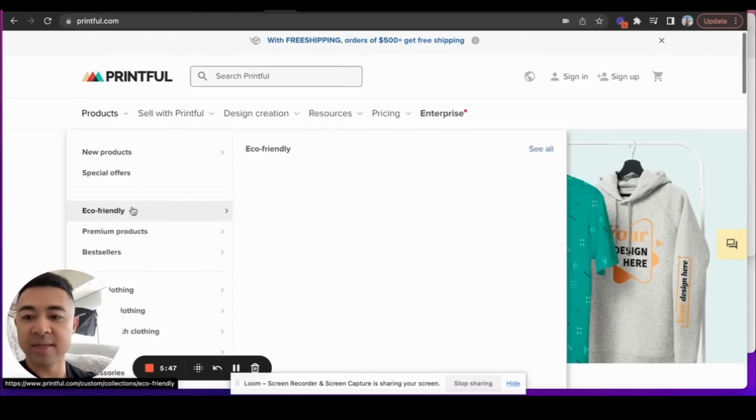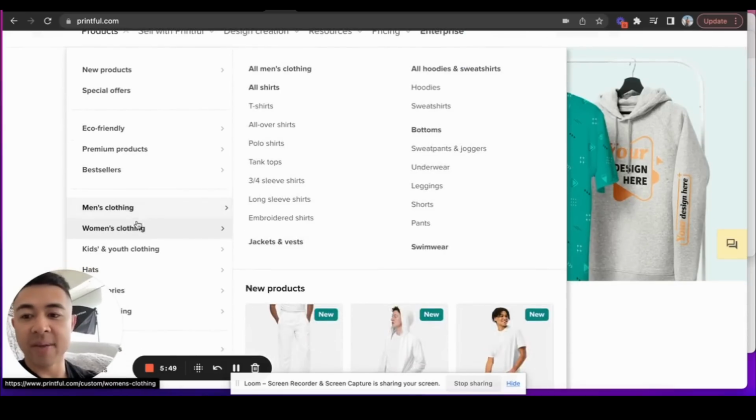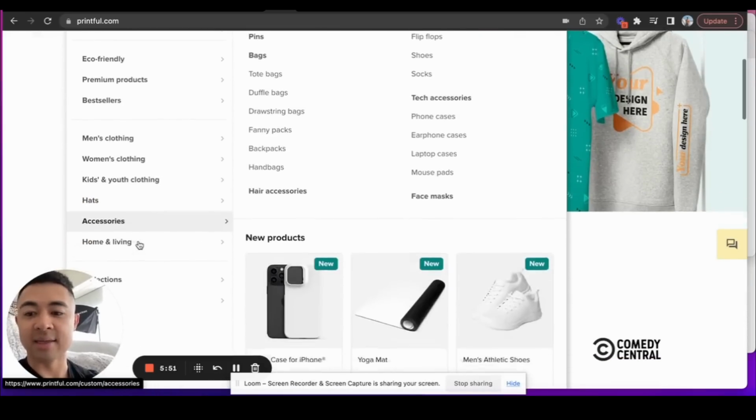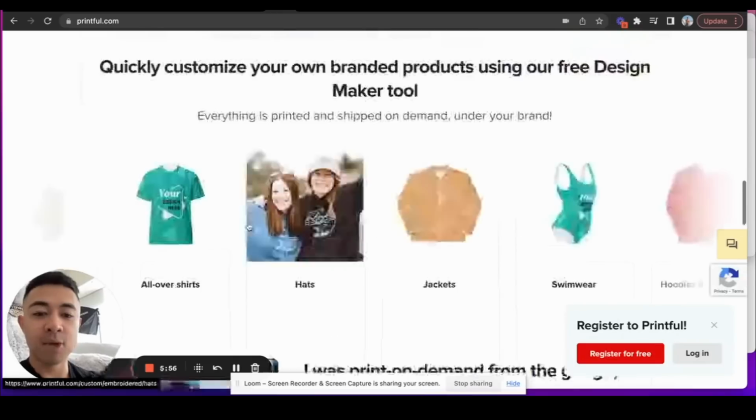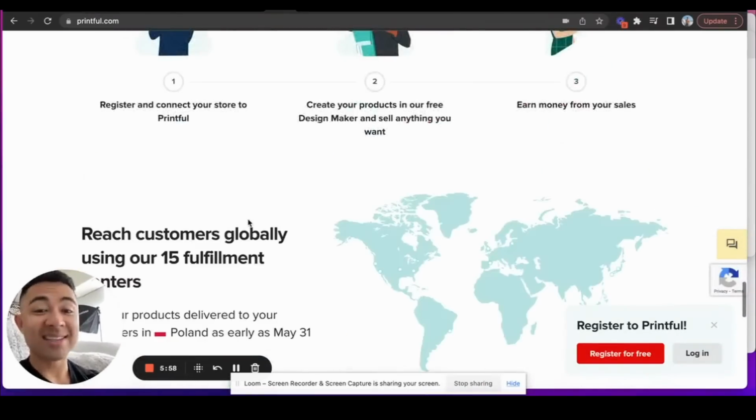And the coolest thing about Printful is they have all of these different products, from men's products, women's products, kids' products, hats, accessories, home living. You could do it even in soap bottles and purses. And the beautiful thing about Printful is, guess what?